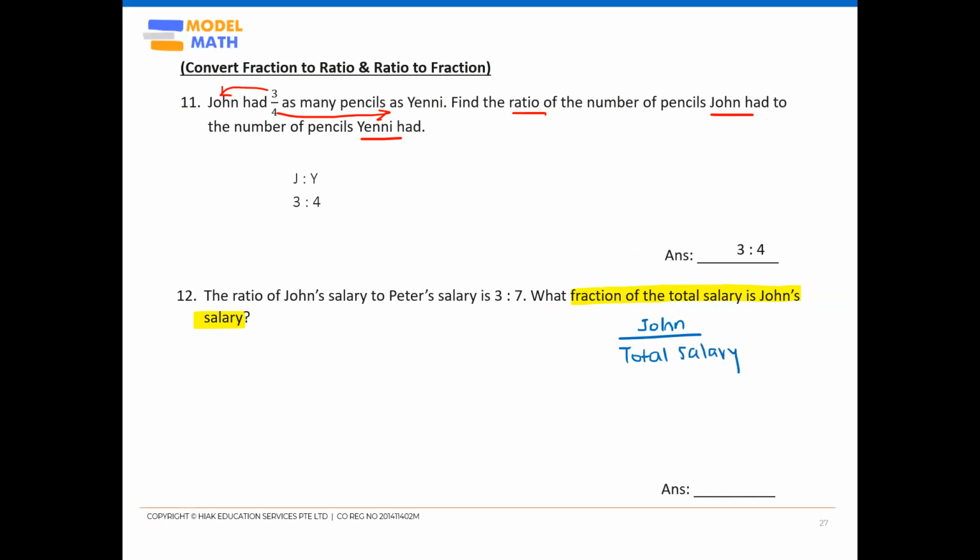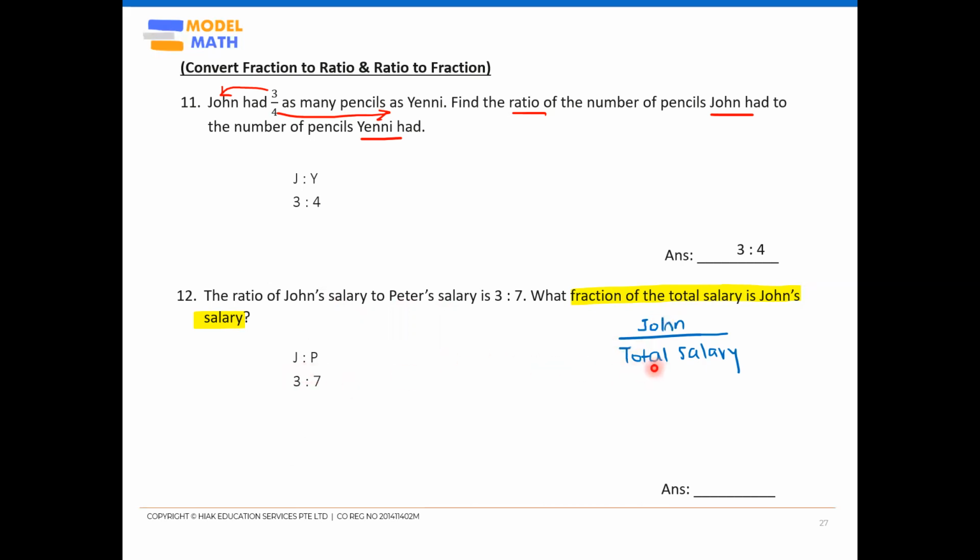Once you have laid this out and be sure what you are looking for, your aim now is to go and find out how many units is John, how many units is the total. There's only units to work with here. Okay, so firstly, record down your ratio first, J to P, 3 to 7. This is a good habit, right? So next is you have John, 3 units, fair enough.